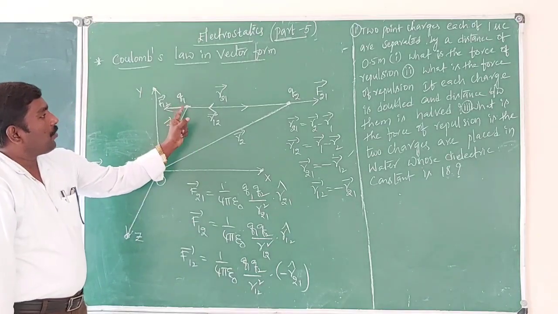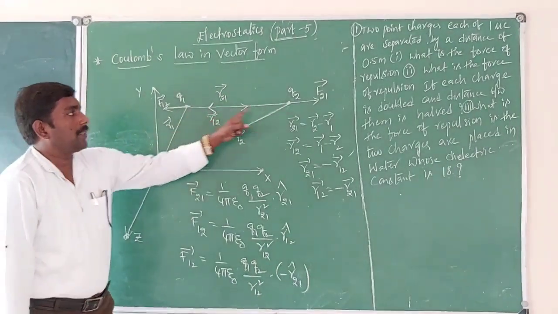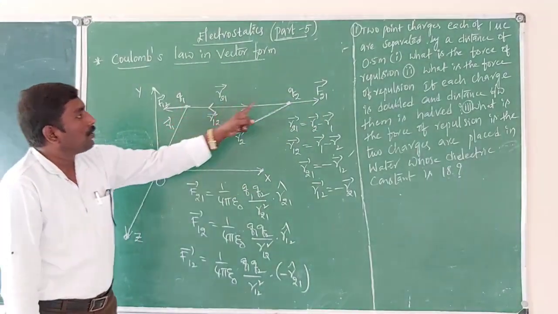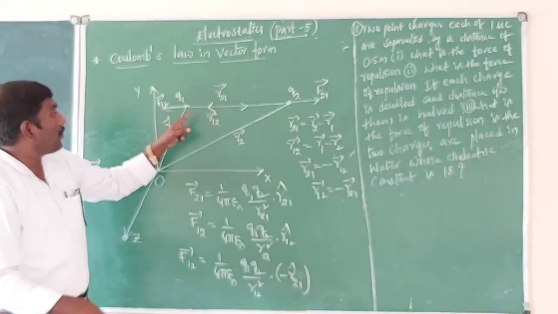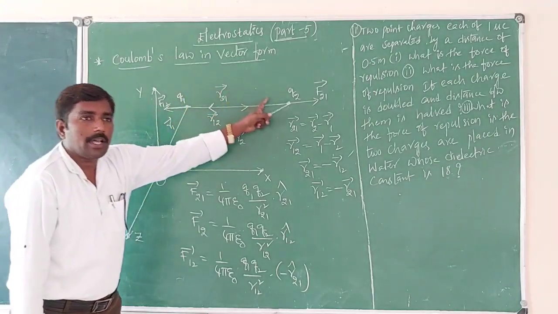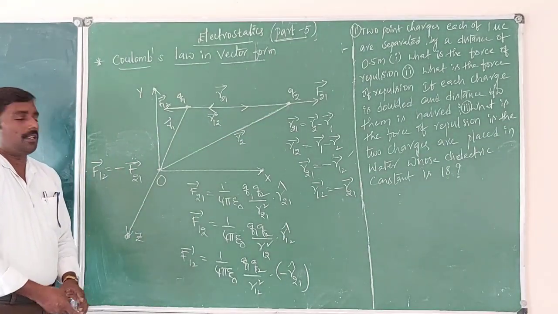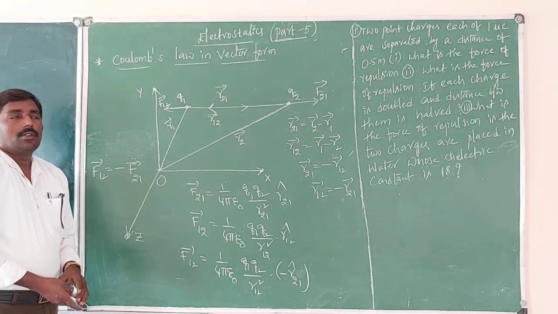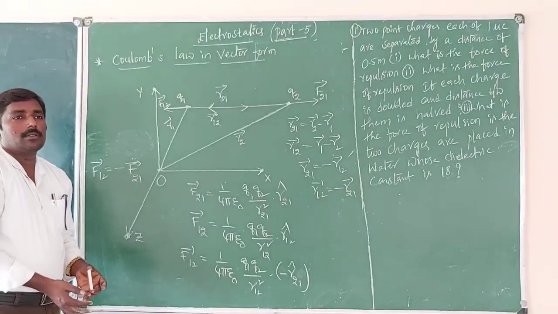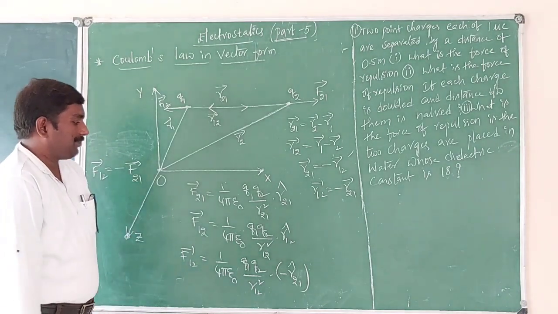So the force acting on Q2 due to Q1 is F21, and the force acting on Q1 due to Q2 is F12. These two forces are equal in magnitude and opposite in direction. Then Coulomb's law obeys Newton's third law.